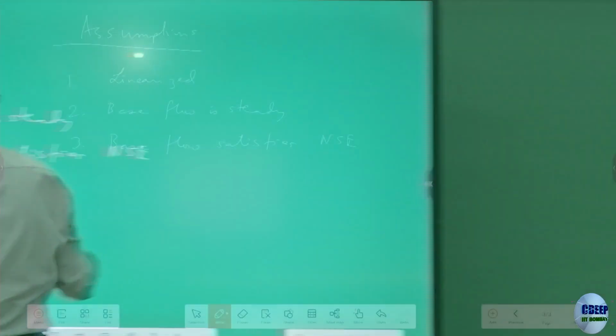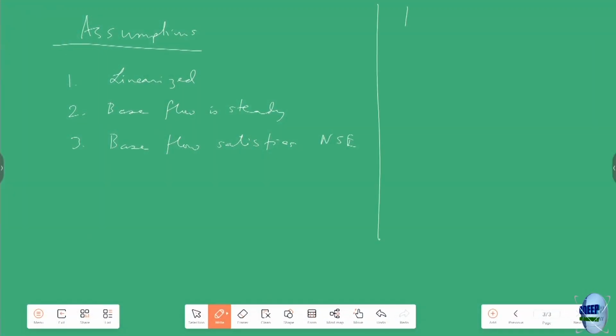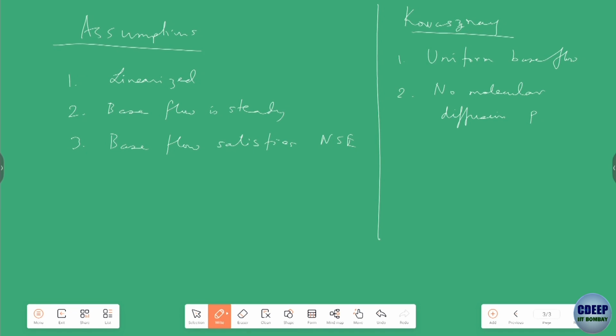Then we came around and, using Kovásznay, we added some additional assumptions. So what additional things did we do? Uniform base flow. Inviscid, and so no molecular diffusion processes. That is, inviscid and non-conducting.